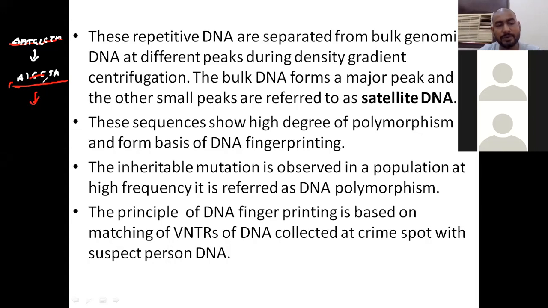This mutation is inherited because, as I told you, mutation is responsible for evolution. The raw material for evolution is mutation. Clear? You already studied that the raw material for evolution is mutation. So here an inheritable mutation is observed in a population at a high frequency, meaning there is too much mutation. This high frequency of mutation is known as DNA polymorphism.